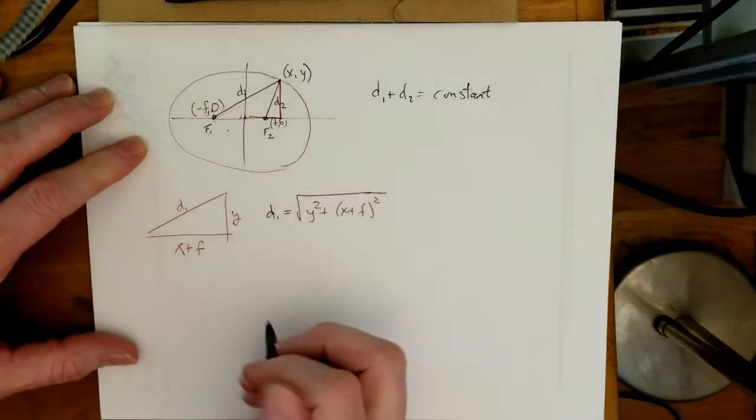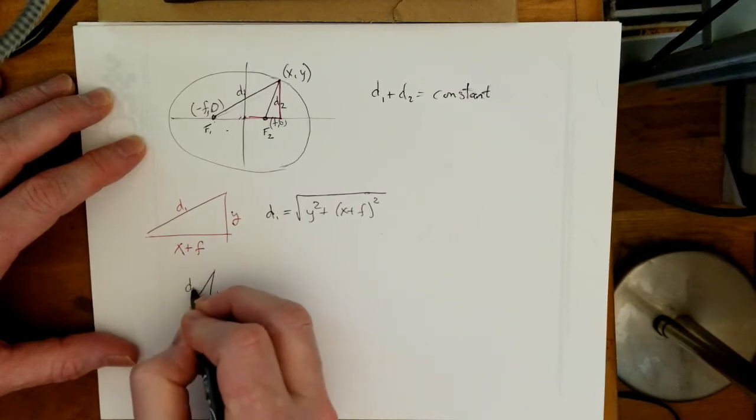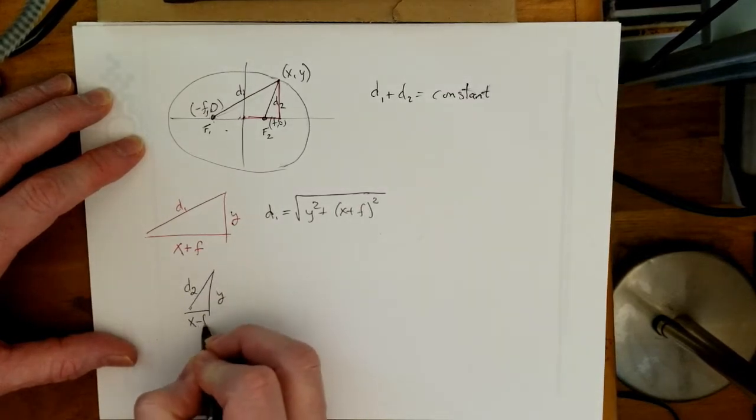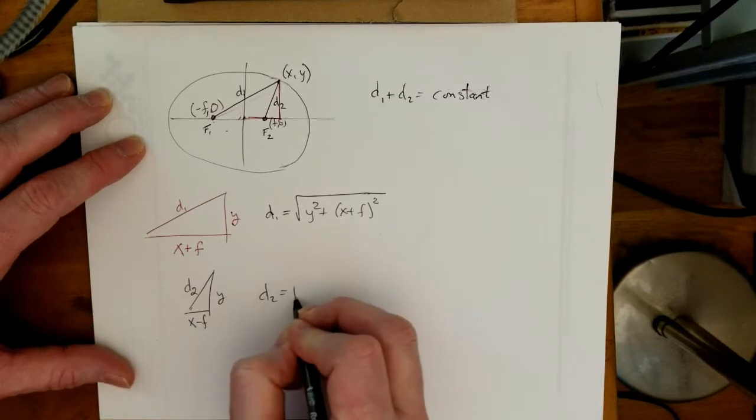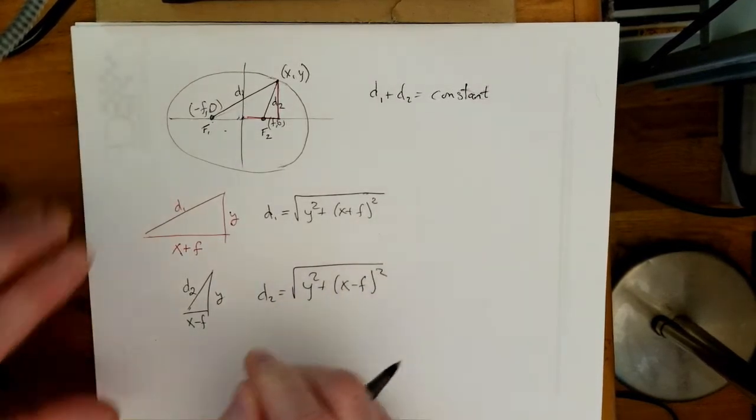If I do something similar for D2, this distance is Y, this is D2, and this is X minus F. So D2 is the square root of Y squared plus (X minus F) squared.